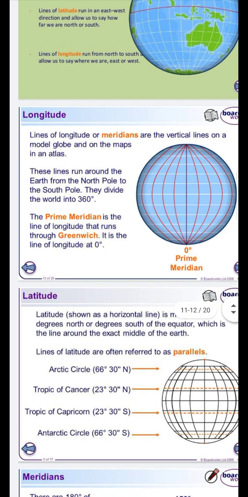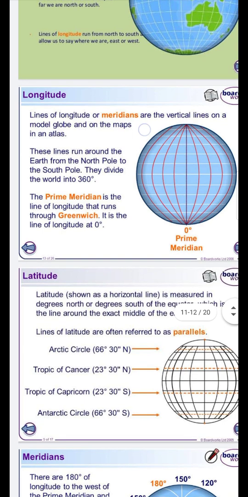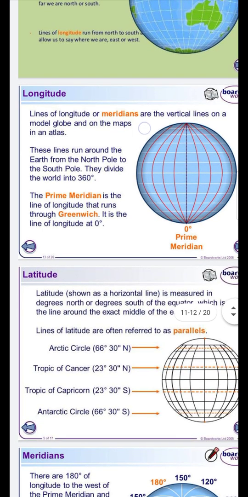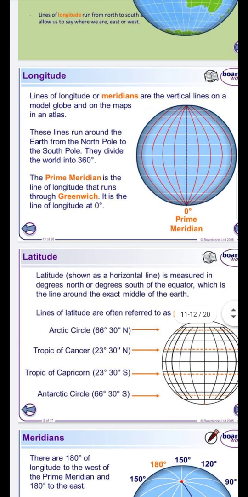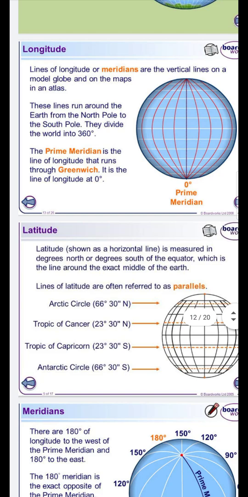These lines run around the earth from the North Pole to the South Pole. They divide the world into 360 degrees. Imagine they are divided into 360 degrees. The prime meridian is the line of longitude that runs through Greenwich. It is the line of longitude at 0 degrees. This is the prime meridian.